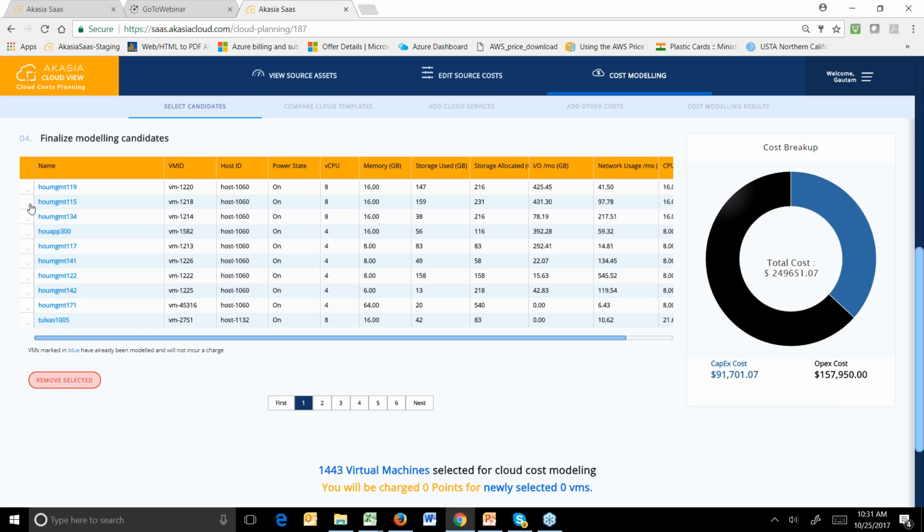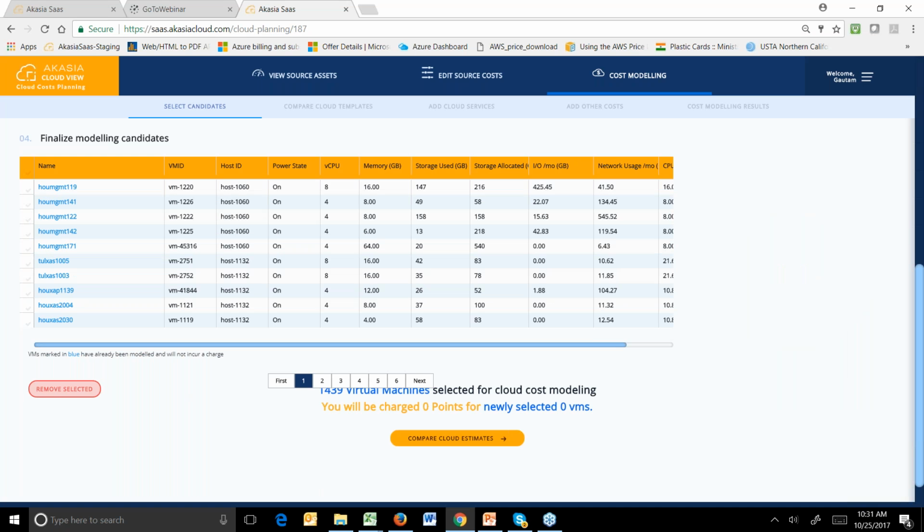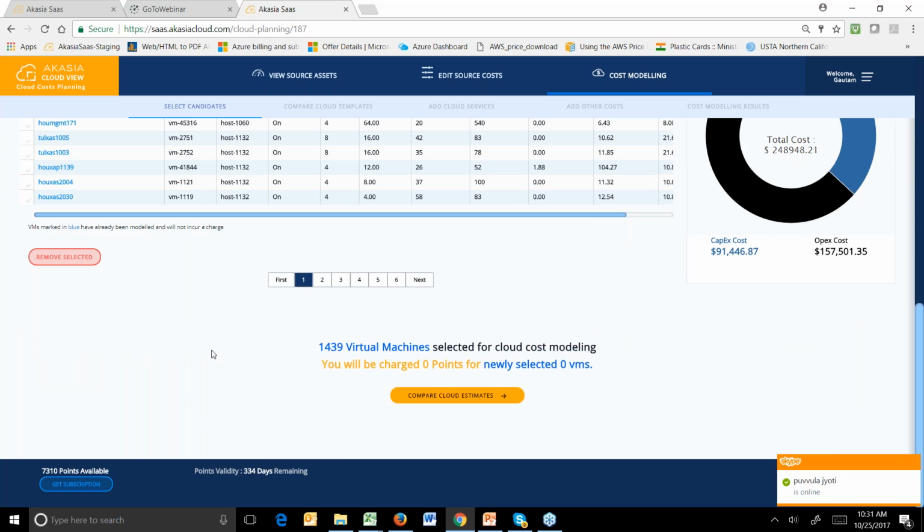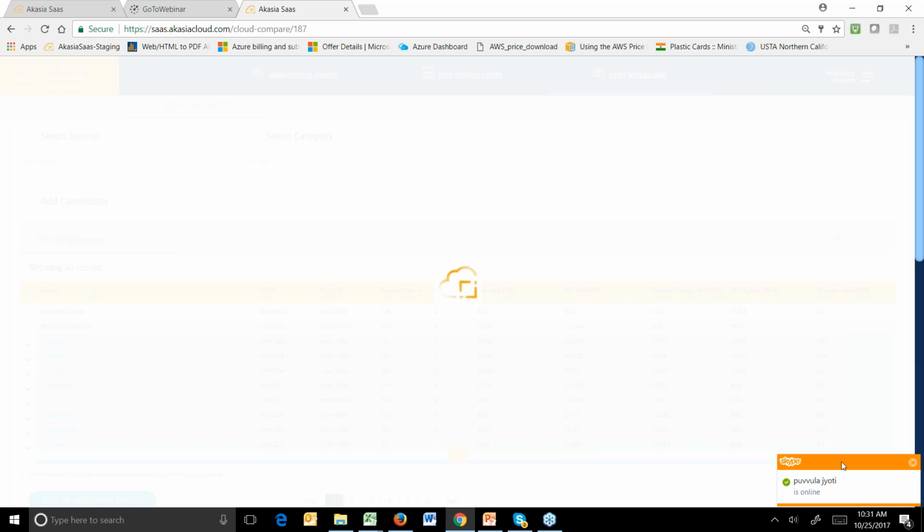And by the way, oops, I made a mistake. I don't want this and this and this to be modeled within this group. So I can remove those. So now I'm down to 1,439. And I can go ahead. And the next thing is, now that I have a basket of systems that I want to compare and see what it's going to look like in the cloud, I can just go and say compare cloud cost.